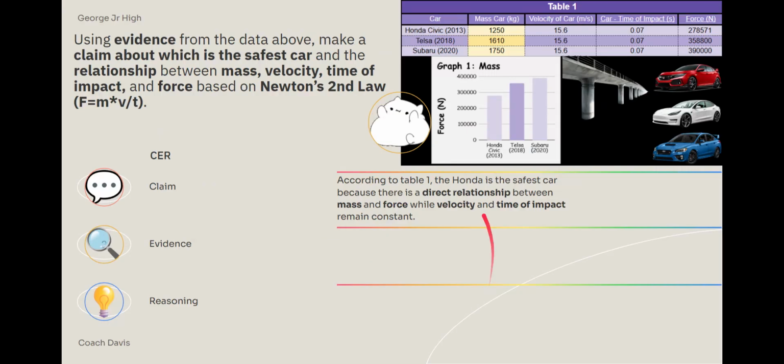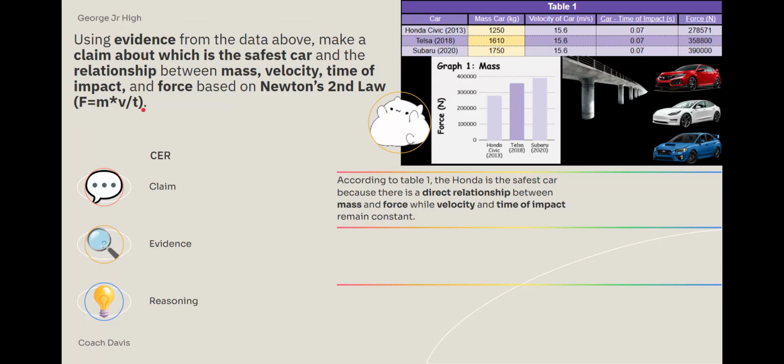So, let's see what happens. Using the evidence from the data above here, make a claim about which is the safest car and the relationship between mass, velocity, time of impact, and force based on Newton's second law. That's a lot going on in this question. That's why I'm asking you to write a paragraph.